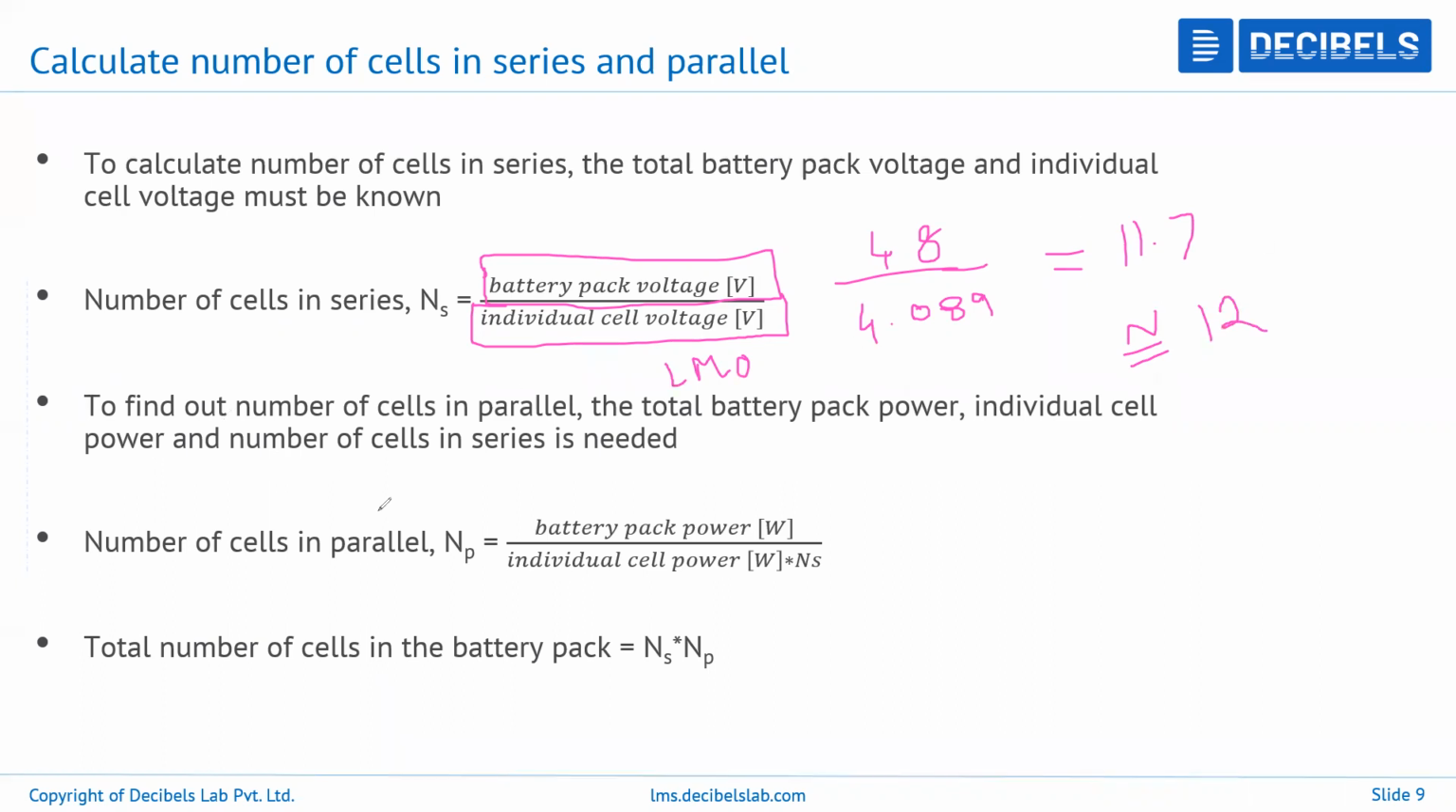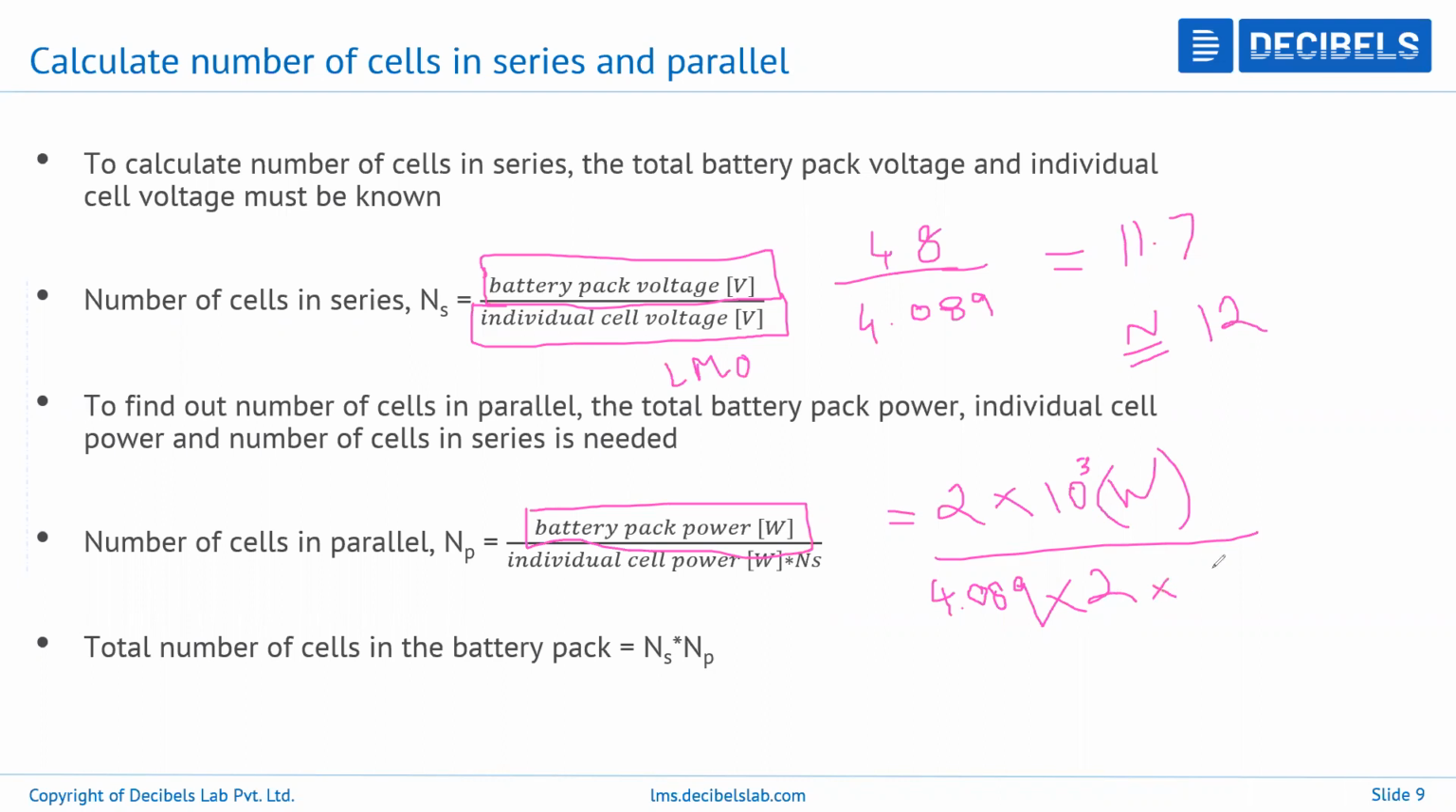To find out the number of cells in parallel, we need to know the battery pack power, that is, what power we're trying to design it for. As a simple example, let's take a standard battery pack power of 2 kilowatts, that's nothing but 2000 watts, divided by individual cell power. In this example, let's take the power to be the product of voltage and current. So that will be your 4.089, the total cell voltage, times, let's say the cell is capable of giving out a total current of 2 amps. This is just an example. Of course, higher powered cells will have more current that can be given out. But for simplicity, let's take 2 amps, times the number of cells in series, that is 12.